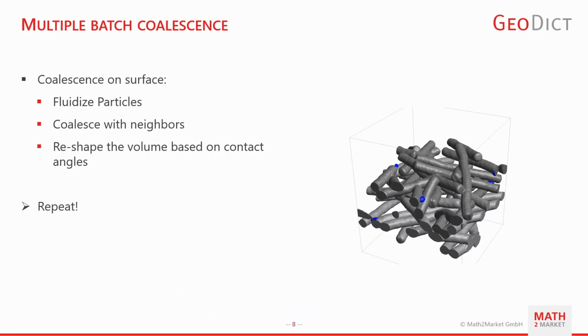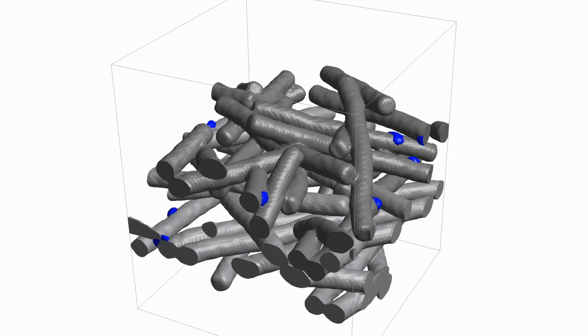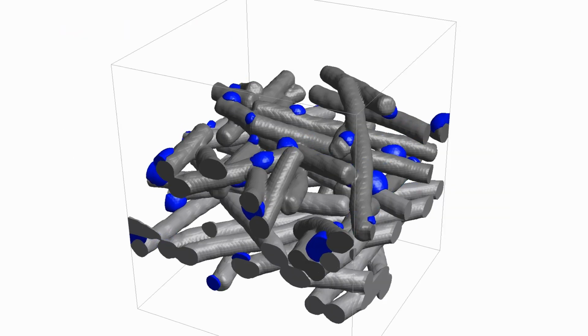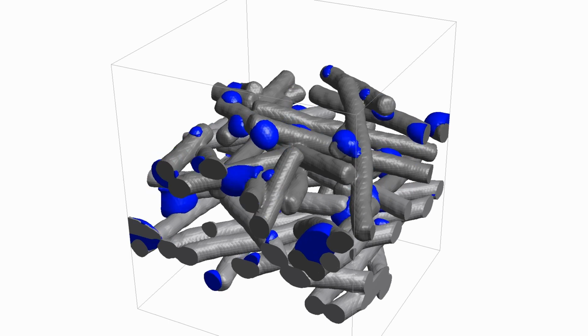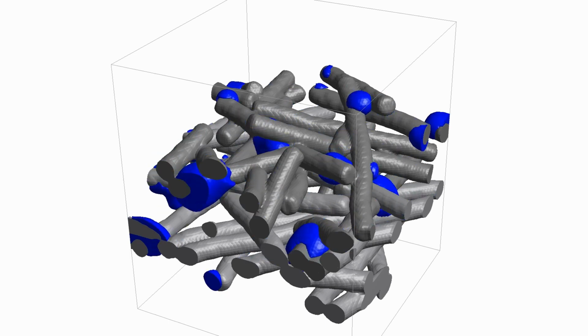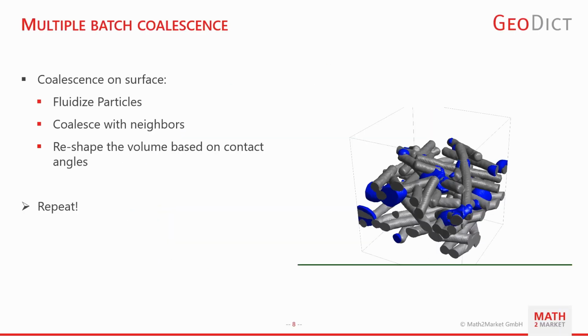And then our next step is simply to repeat the steps from before. We will add more particles, we will fluidize them, we will coalesce them with their neighbors, and then we reshape the volume again based on the contact angles. It looks like this here. We have more and more fluid volume, and also the shape of all our droplets is changing all the time.